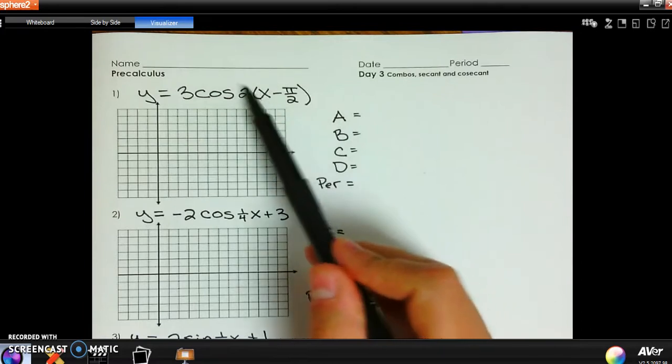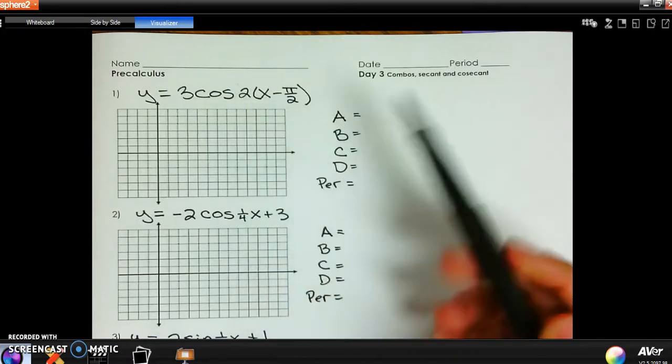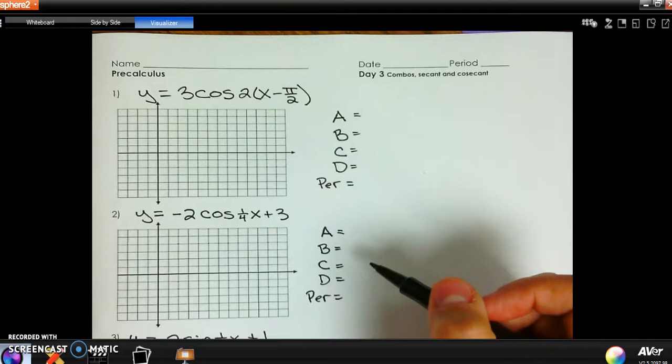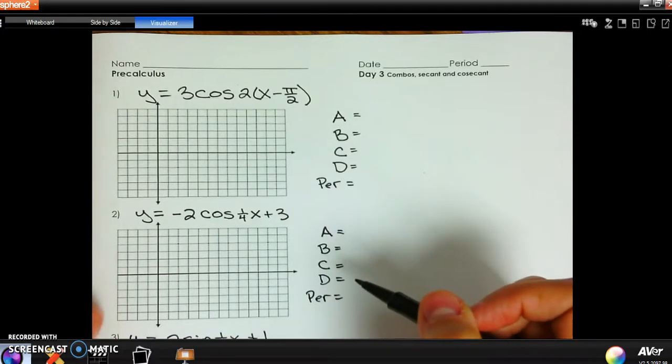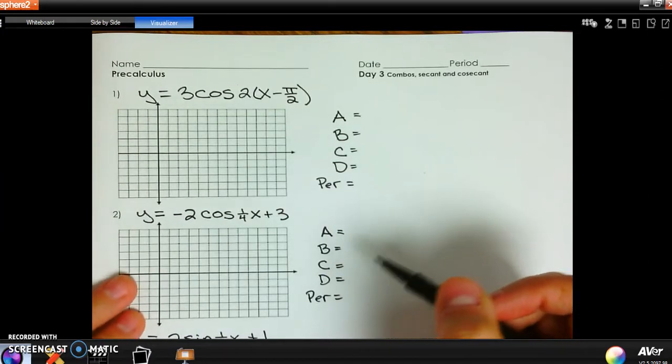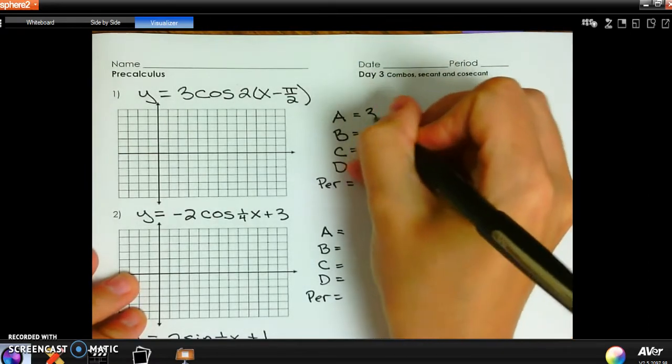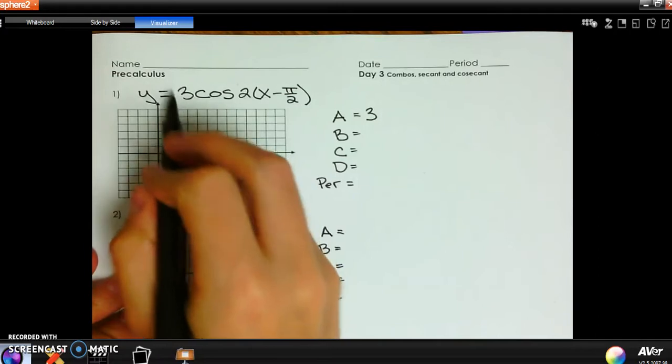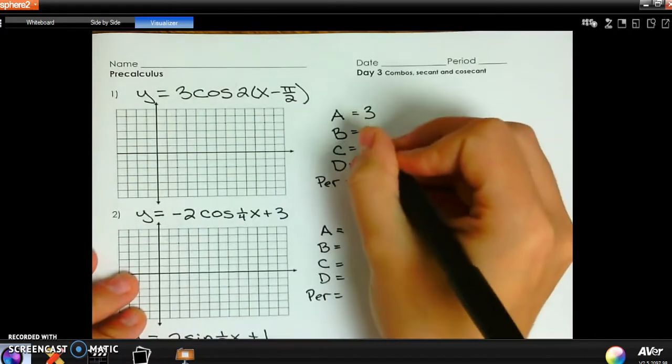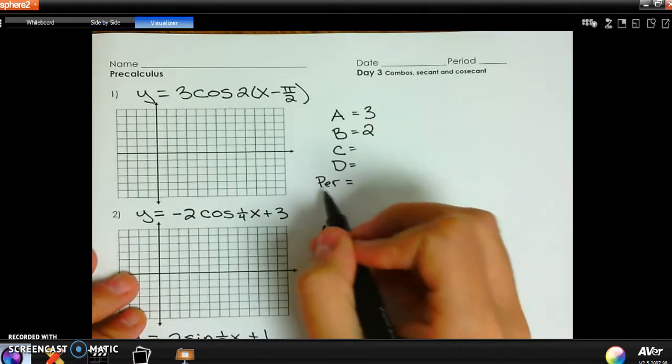Notice that the b value is already factored out from the parentheses. That's really important. Before you identify your a, b, c, and d, you want to make sure that it is indeed factored out. So I'm going to say my a is 3. There's no reflection over the x because there's no negative there. B is going to be 2, which more importantly tells you about your period.